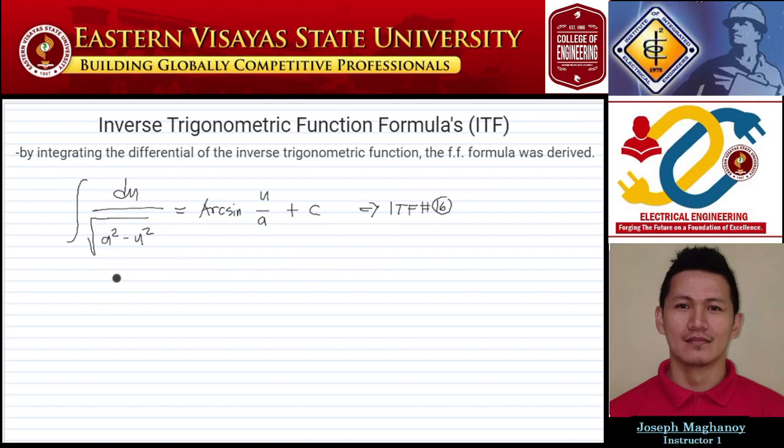Our second formula for inverse trigonometric function formula, the integral of du over a squared minus u squared is equal to 1 over a arctan u over a plus c. So this is our second formula for ITF. Call it ITF number 17.